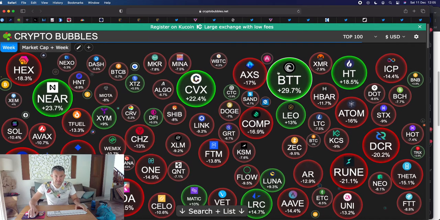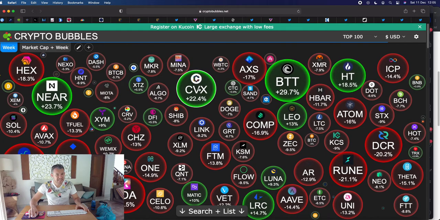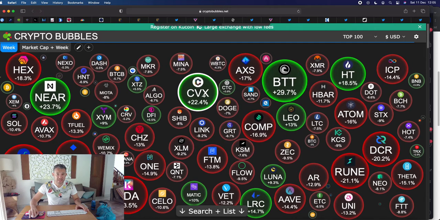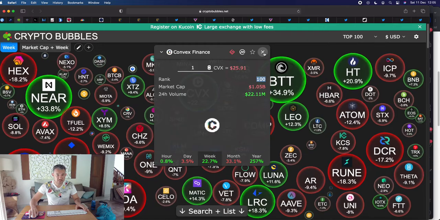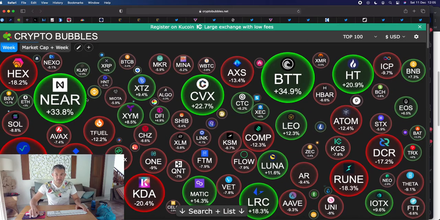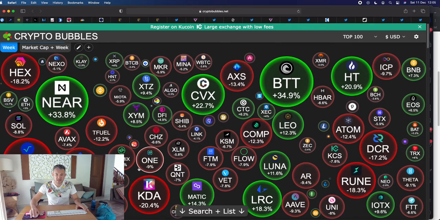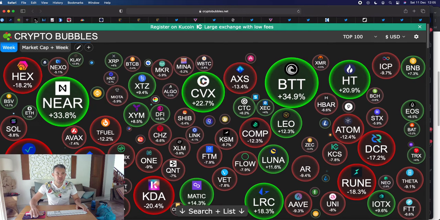Looking at the bubbles, we have CVX, the Curve Finance, that Convex Finance. That's up 22% for the week. I think that's just jumped into the top 100 there. Impressive protocol, has been doing very well. We have Near, we have BitTorrent, Cardano hit hard, down 20%. Loopring looking pretty solid too.